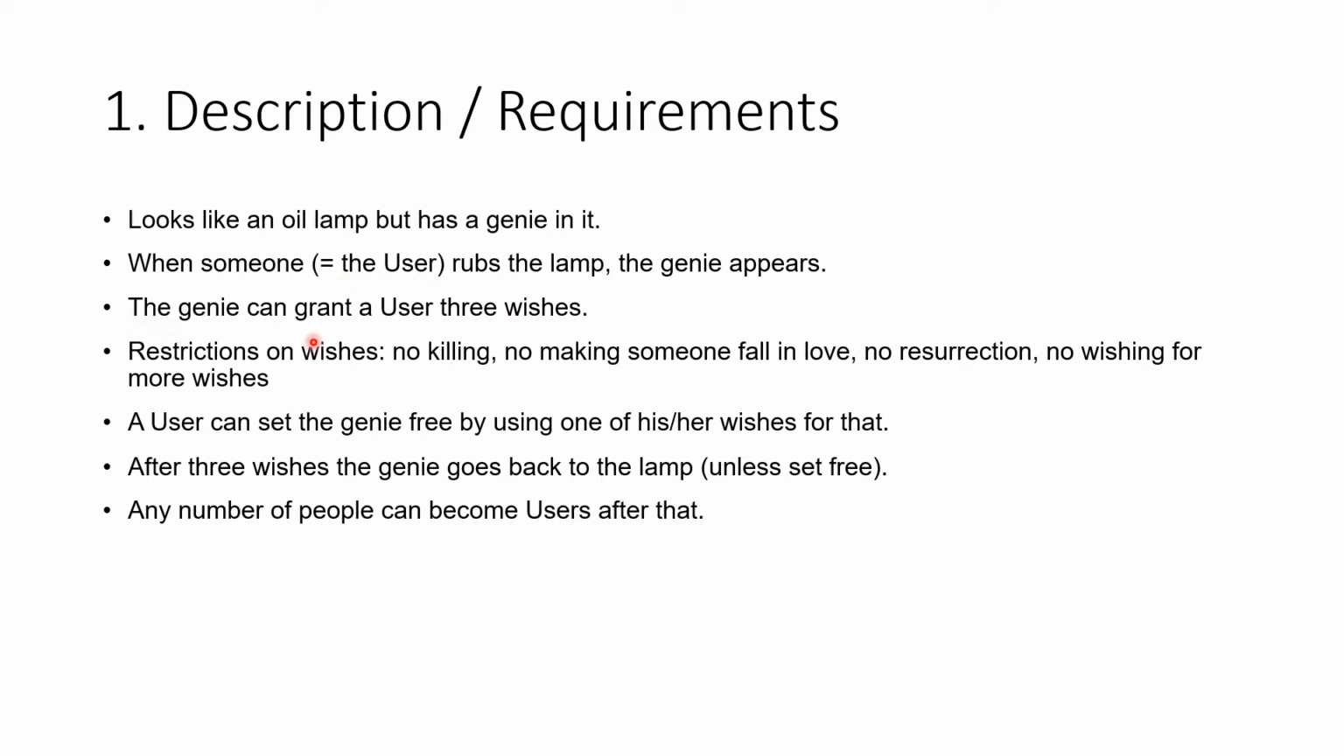The genie can grant a user 3 wishes, and there are certain restrictions on wishes, such as no killing, no making someone fall in love, no resurrection, no wishing for more wishes. A user can set the genie free by using one of his or her wishes for that. After 3 wishes are granted, the genie goes back into the lamp unless set free, and any number of people can become users after that.